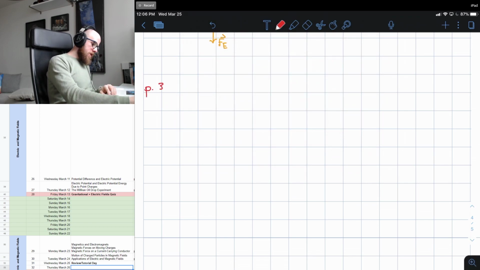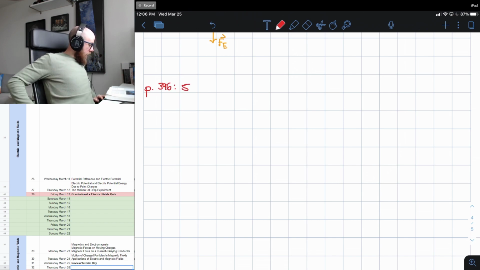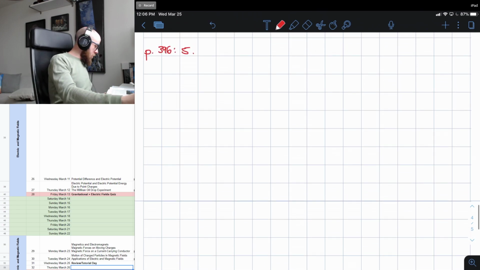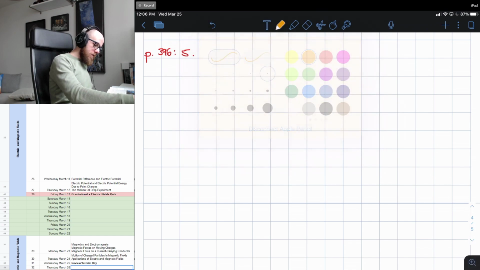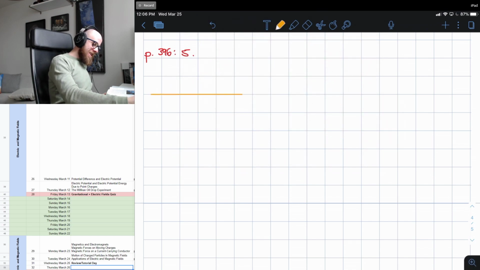Okay, page 396, Question 5. We have a current loop that forms a right-angled triangle. Let me draw this out. I'll use the same colors that they use in their diagram.